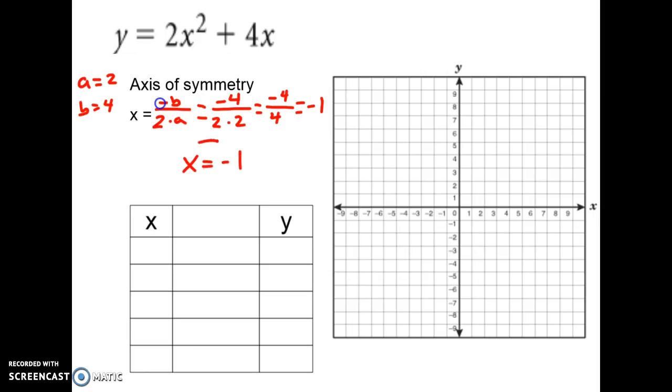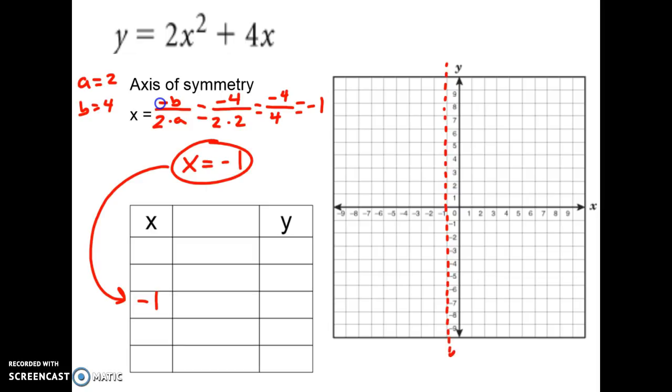There's 2 things that we have to do with that. One, very important, that has to be our middle number in our table. And we need to draw our axis of symmetry line right here, because we know that that is going to split our parabola in half. Then we would go 2 values ahead of that and 2 values behind that. So that would be negative 2 and negative 3. And this would be 0 and 1. And then we can bring down our 2x squared plus 4x.